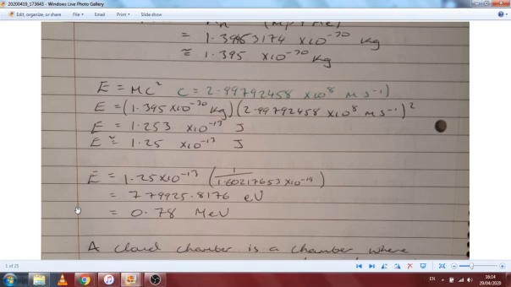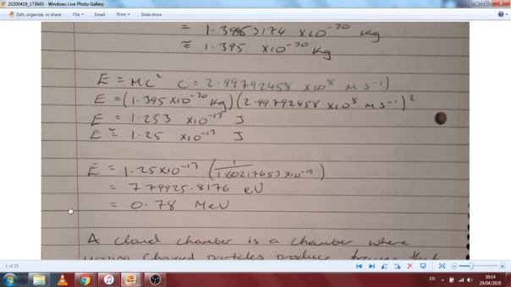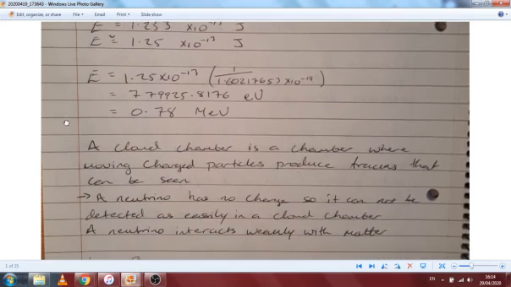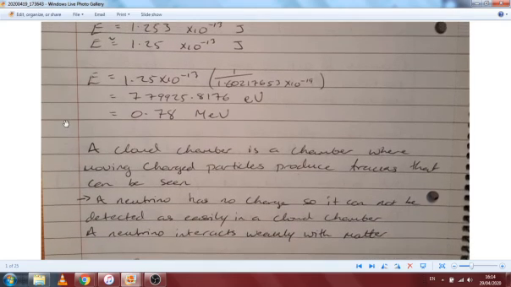Next, it says an electron can be detected in a cloud chamber. However, it's more difficult to detect a neutrino, so explain why. So, a little bit of background. A cloud chamber is a chamber where moving charged particles produce tracks that can be seen. That's how they found the electrons. So the charged particles, negative charge, produce tracks that can be seen.